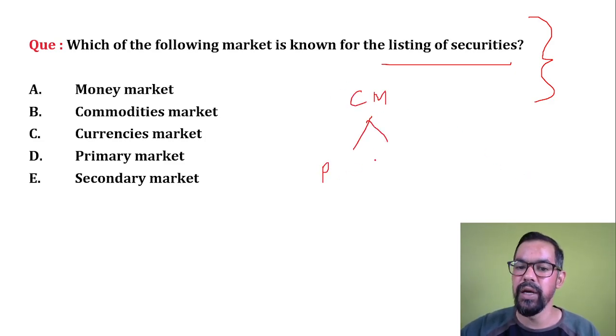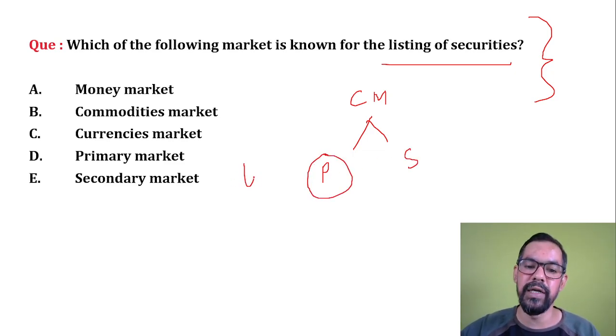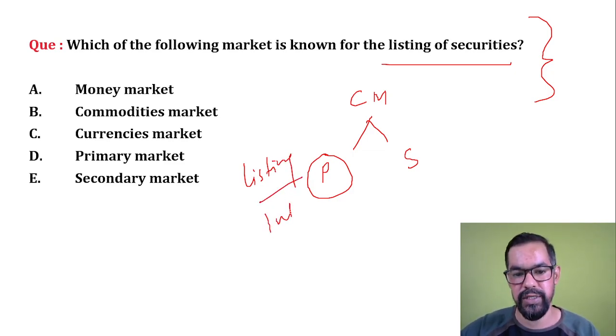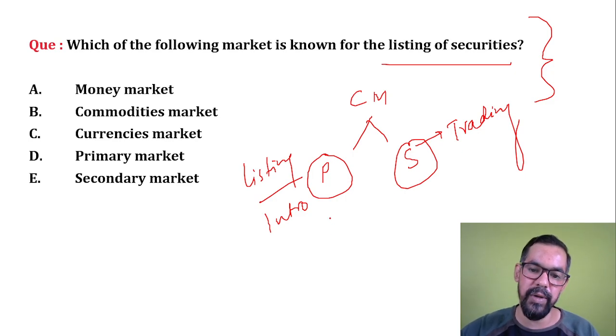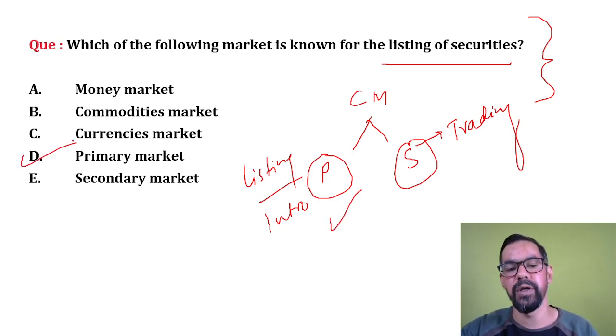One is primary, another one is secondary. So primary is generally known for listing or the introduction of securities, right? And secondary market is generally known for trading. So trading means buying and selling of securities. So what will be your correct answer? Primary market will be the correct answer for this particular one.